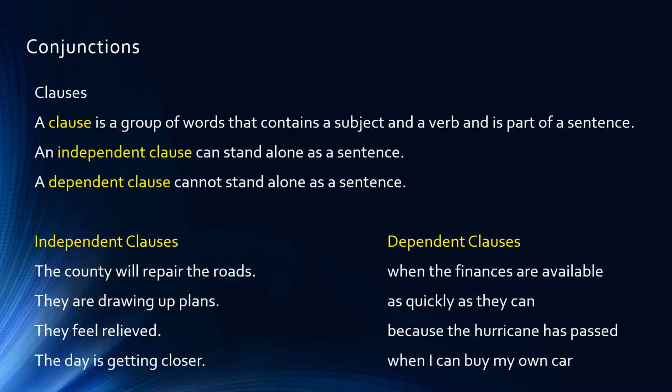So we need to remember that a phrase is a group of words that does not have a subject and a verb. A clause is a group of words that contains both a subject and a verb, and yet there is one of those types of clauses, the dependent clause, that cannot stand alone as a sentence, even though it does contain a subject and a verb.